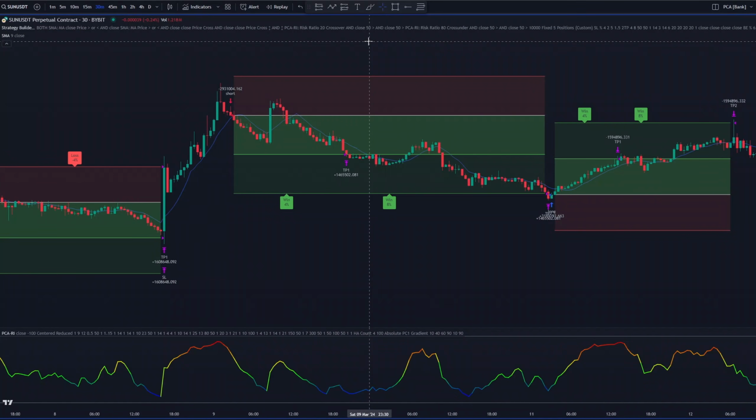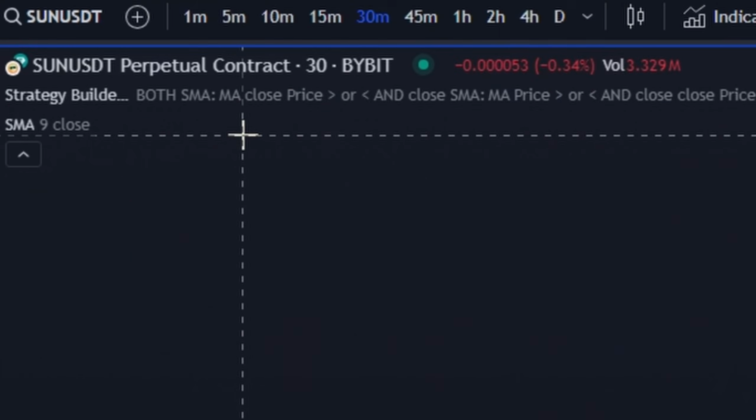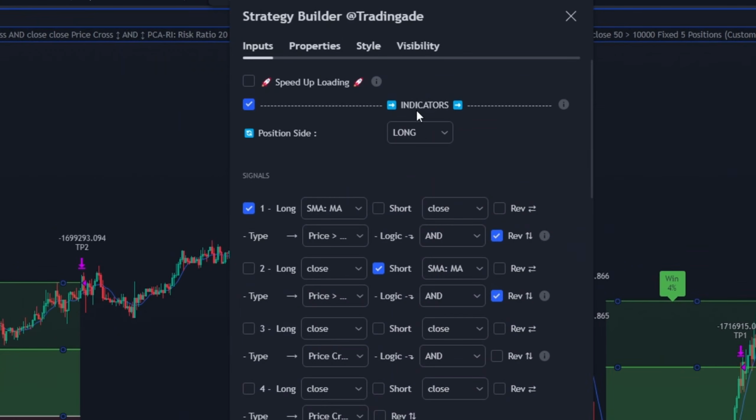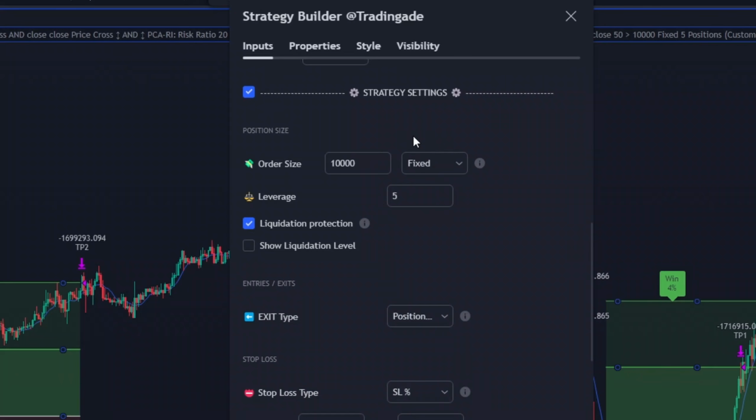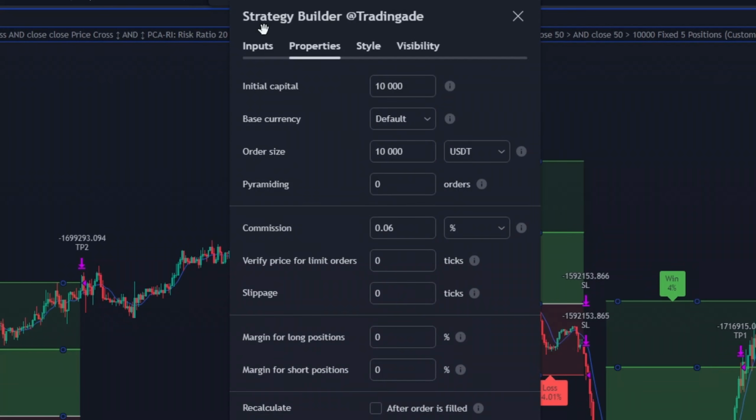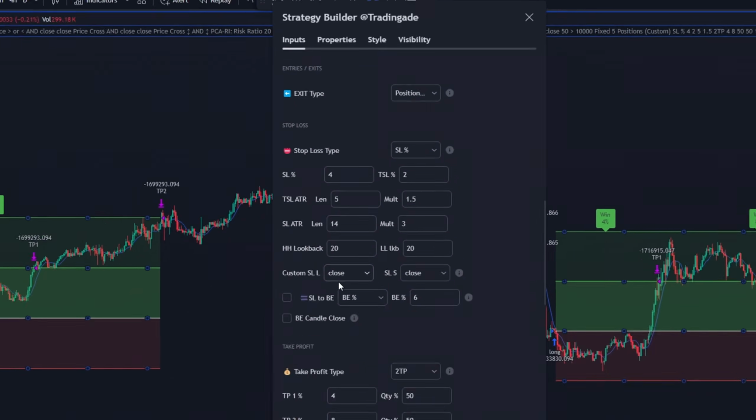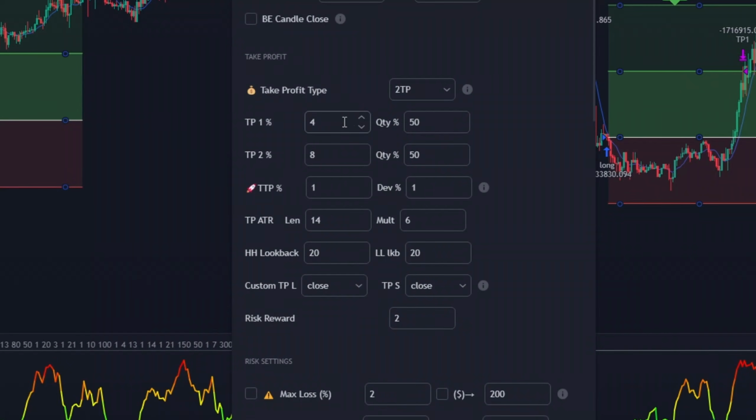Okay, so now that we understand all the rules, let's see the backtest results. We are here on SUN USDT, 30 minutes time frame, on Bybit exchange. We are going only long. Position size $10,000 with a fixed amount, 5x leverage, 0.06% commission, fixed stop loss percentage 4%, and double take profit: 4% first take profit with 50% quantity, and the second take profit at 8% with 50% quantity as well.